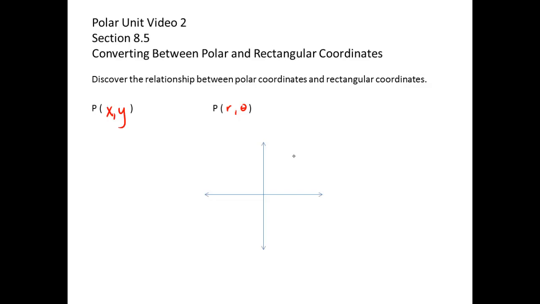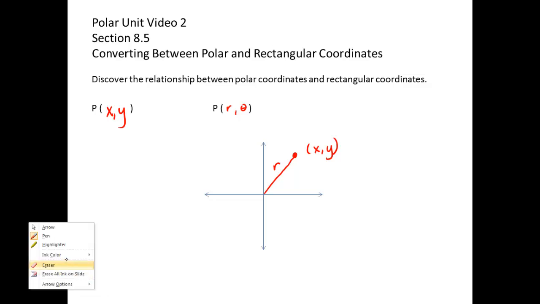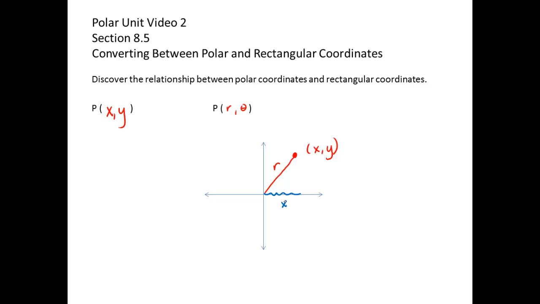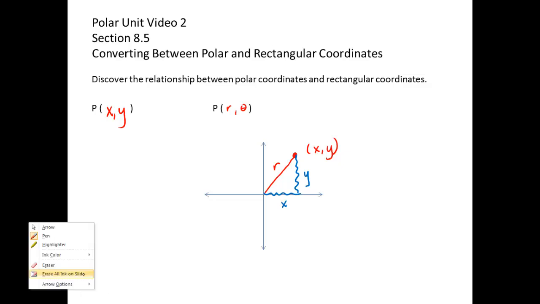So I'm going to start by plotting a point out here. We're going to call it x, y, and I'm going to connect it along a radius. So there's my r value. Now we know that moving along this direction we have our horizontal movement, and then vertically we have the y direction. And then we also have the theta measure here as the directional angle. So with all of that said, we're going to be able to start to form some relationships.